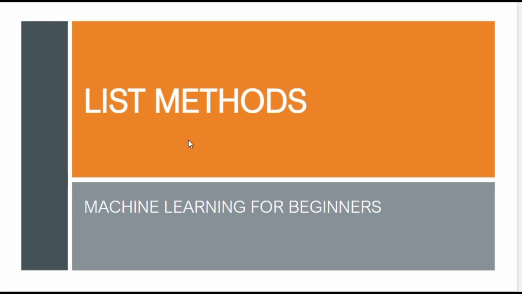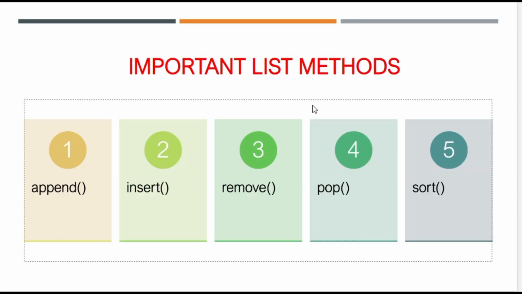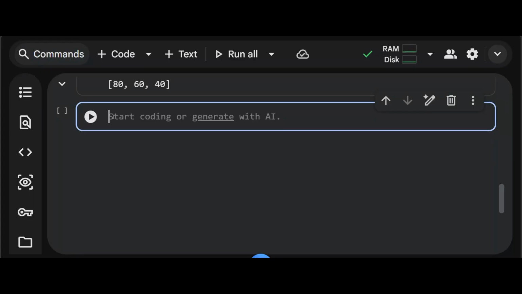What are list methods? List methods are built-in functions that help us perform operations on lists like adding, removing or sorting data. Now let's learn some important methods one by one: append, insert, remove, pop, sort. Not only these, we have some more list methods we will discuss one by one. Let's start with the append method.